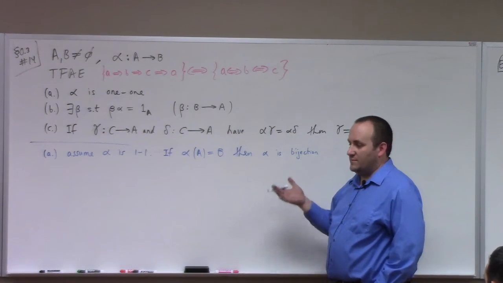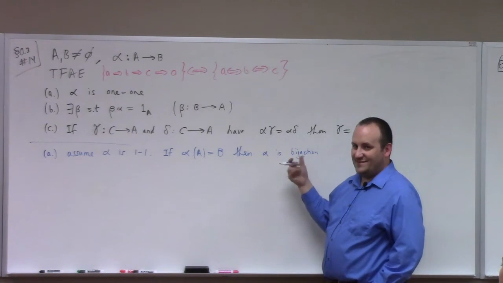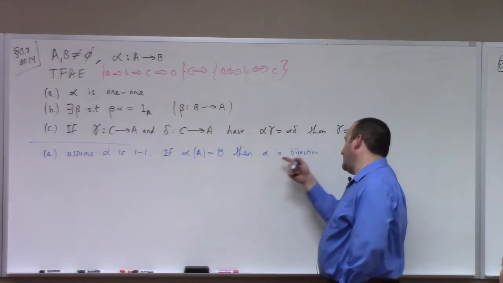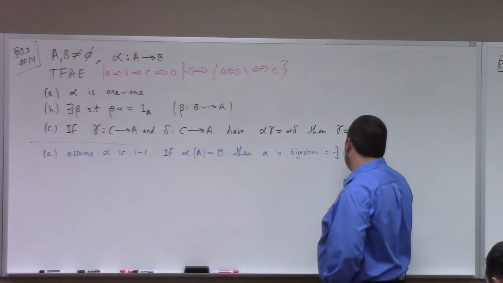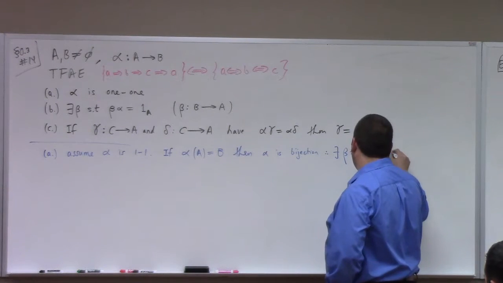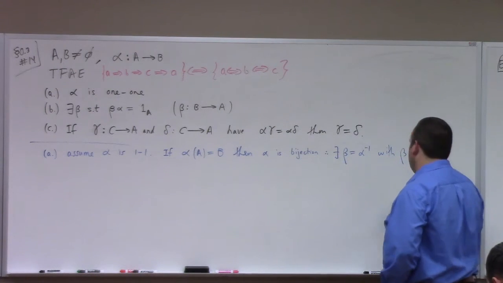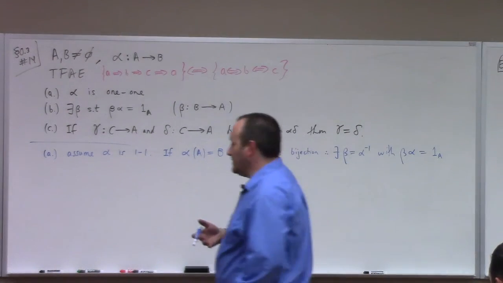What I'm about to write, you'll see you could easily modify my argument for this case. I just want to break into two cases. The one case I'm relegating to theorem 6. If alpha of A equals B, then it's a bijection. Therefore, there exists beta, which is alpha inverse, with beta alpha equal to 1_A. You also have alpha beta equal to 1_B, but we don't have that for this problem in general, because we're not given that alpha is a surjection. That's one case here.